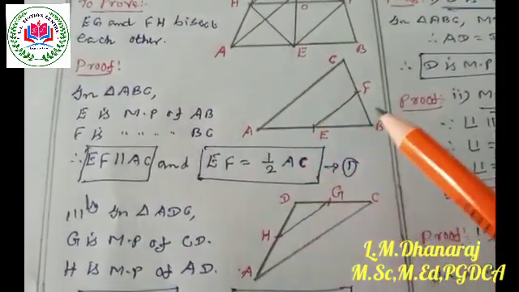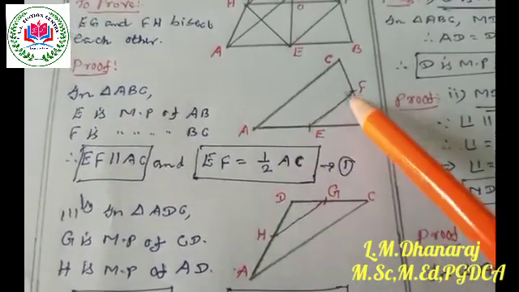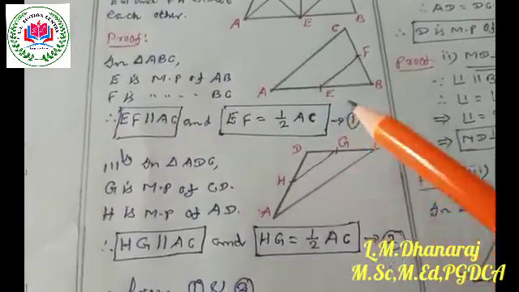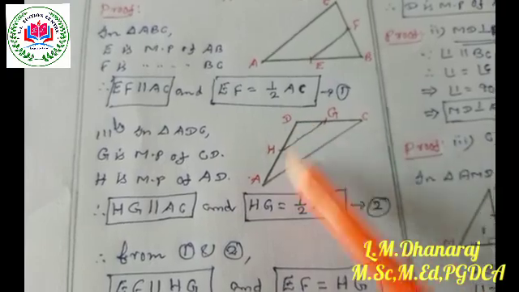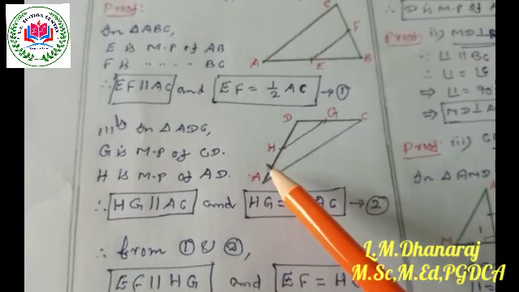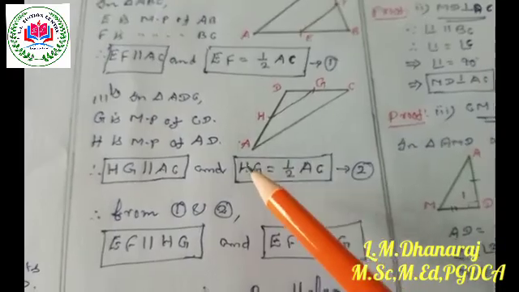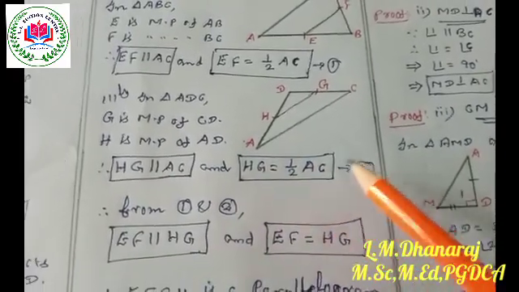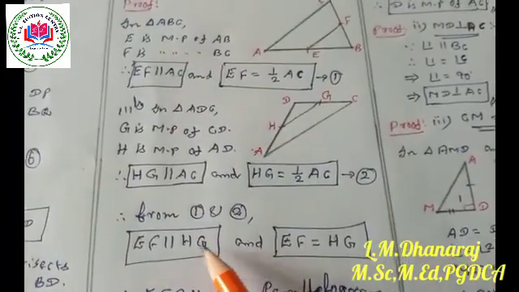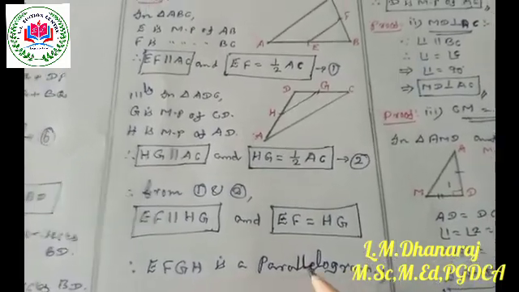From the first diagram, we can say E is the midpoint of side AB and F is the midpoint of side BC. So EF is parallel to AC and EF is equal to half of AC. Make it as equation number 1. Similarly, for the second diagram ADC, H is the midpoint of AD and G is the midpoint of CD. So we can say GH is parallel to AC and GH is equal to half of AC. Make it as equation number 2. From 1 and 2, we can say EF is parallel to HG and EF is equal to HG. Therefore, EFGH is a parallelogram.